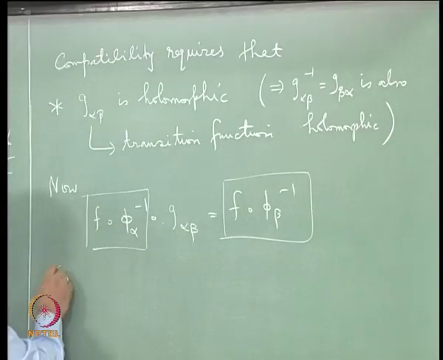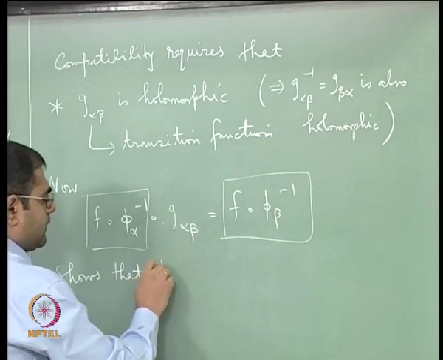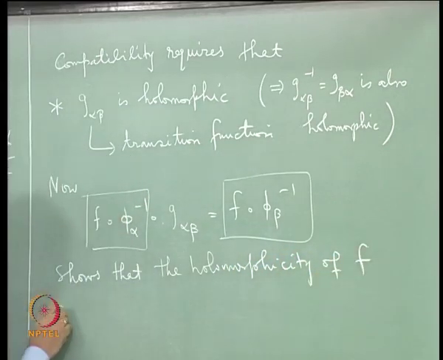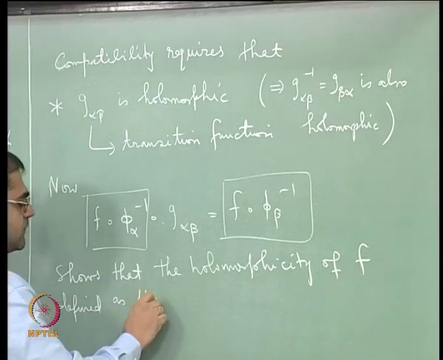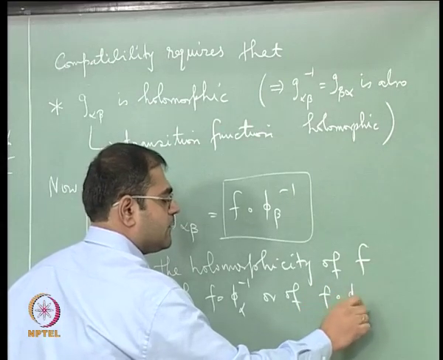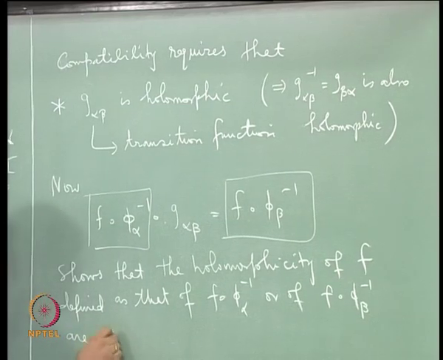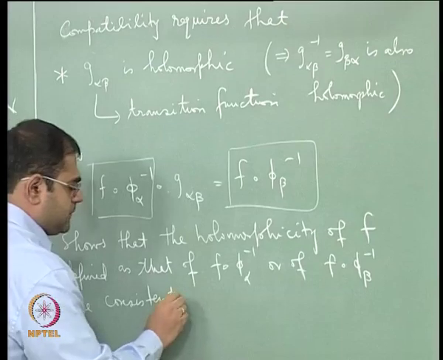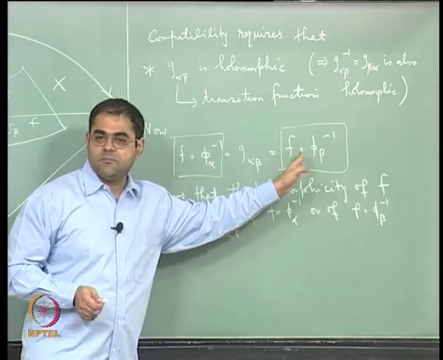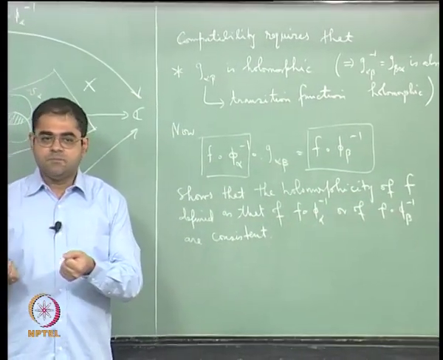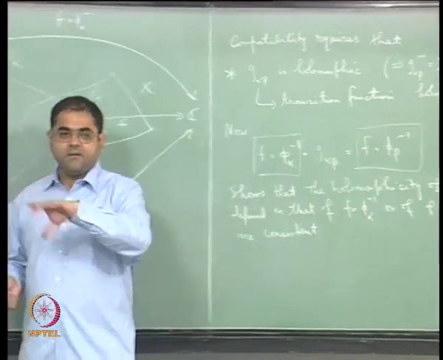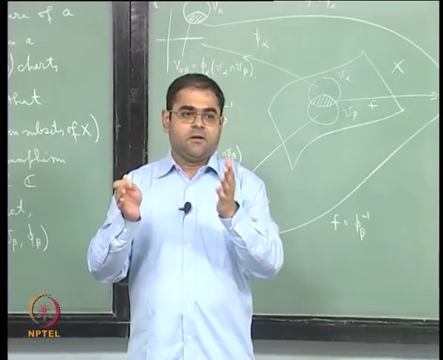So this equation shows that the holomorphicity of F, defined as that of F circle phi alpha inverse or of F circle phi beta inverse, are consistent. So you define F to be holomorphic if F circle phi alpha inverse is holomorphic, or you define F to be holomorphic if F circle phi beta inverse is holomorphic. These two definitions are going to be consistent. That's because the difference is captured by a transition function which I have required to be a holomorphic isomorphism.